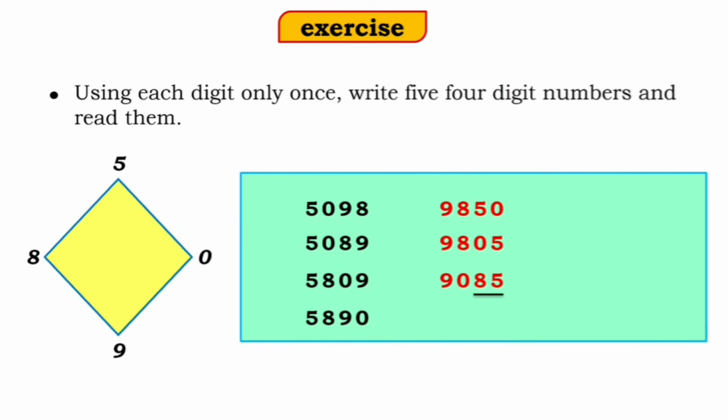We will interchange the tens place and the units place. So the next number will be 9058. Now let us take 8 in the thousands place. So the number will be 8509. Now after interchanging the tens place and the units place, we will get 8590.